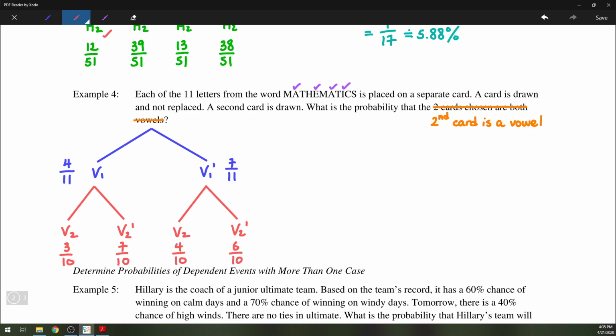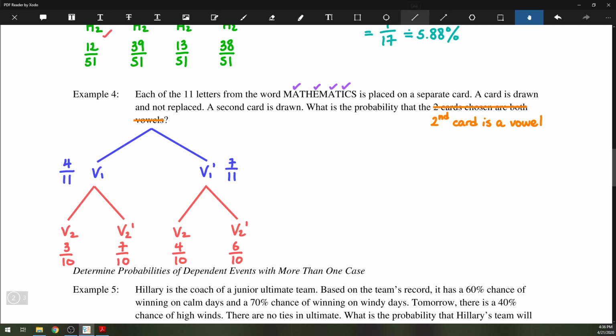Okay, so you'll notice this time around, it doesn't ask for just one branch. It asks for all branches where the second card is a vowel. So it's actually 2 different things that it's looking for. This branch is a possibility.